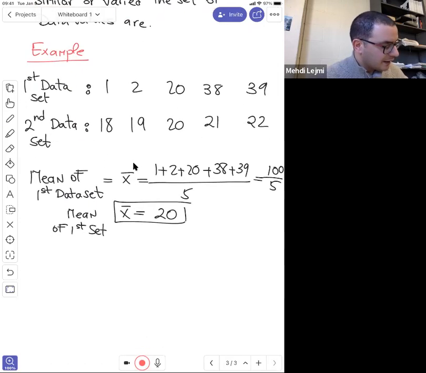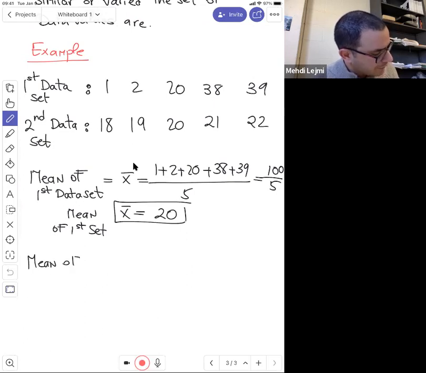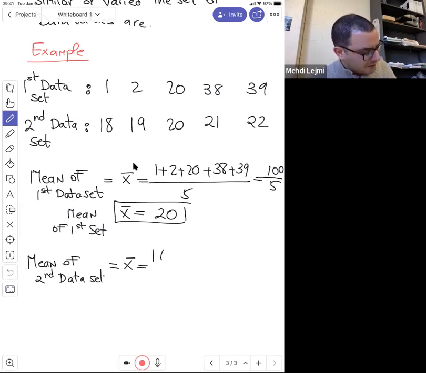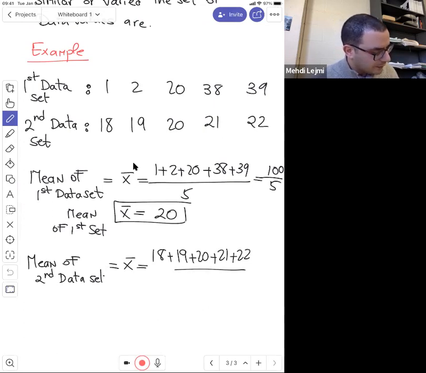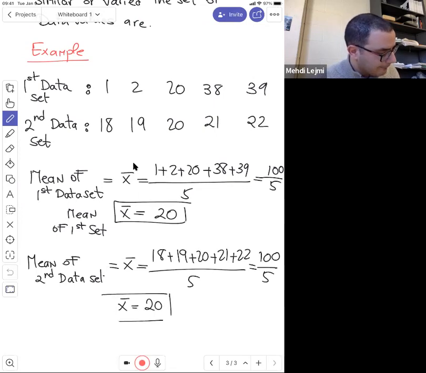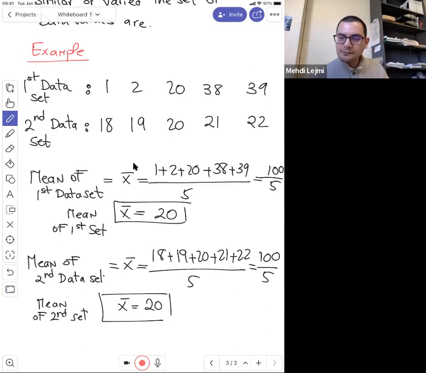Now, what about the second data set? It's going to have the same mean. If you compute the mean of the second data set, X bar, we have 18 plus 19 plus 20 plus 21 plus 22 over 5. The top is again 100 over 5, so X bar is 20. The mean of the second set is also 20.